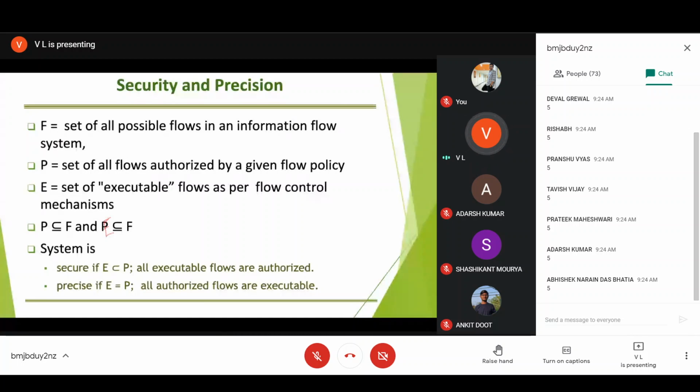As long as the set of flows that can actually exist in the current implementation is a subset of P, we are happy, because it means every executable flow is authorized and the system is secure. And the system is precise if E is exactly equal to P. But would we like E to be a superset of P? No. If this happens, it means there are certain flows which are not authorized by the system, so there are some flows which are leading to information leakage.